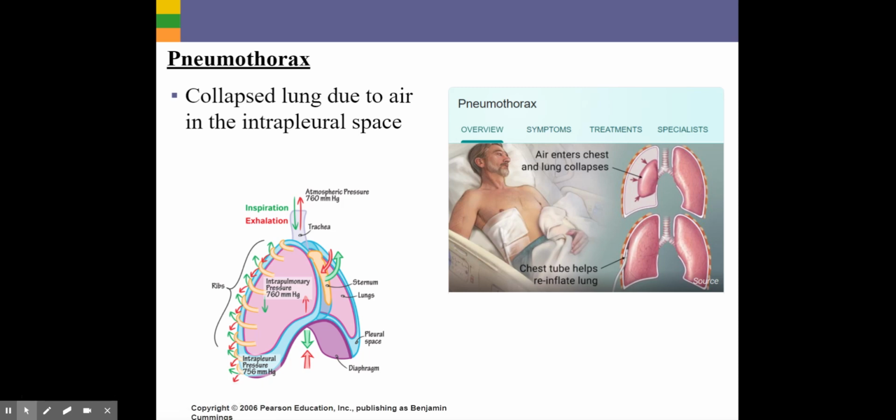Other injuries that we can have to the lungs are pneumothorax. This is a collapse of the lung due to air in the interpleural space. Usually it's caused by some sort of a hole or opening in that, so either a puncture wound or a rib break that causes a puncture into there, and it decreases that negative pressure that we have, so the lung collapses. The way to fix that is to insert a chest tube that will drain the air out of that cavity or space, allowing the lung to reinflate on its own. And then over time, we can remove that chest tube as it seals itself up.